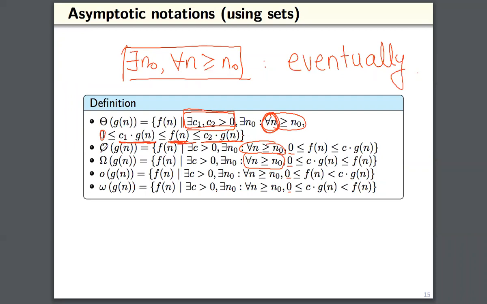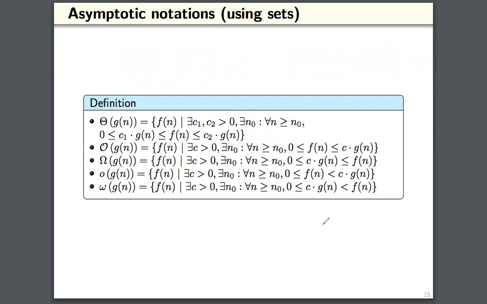Okay. What about O? Before that, what is the meaning of this? F of n is between the same function. F of n is upper bounded by a constant times g of n. F of n is lower bounded by a constant times g of n. That means f of n has the same order of growth as g of n. We will define the other notations later. Same order of growth.